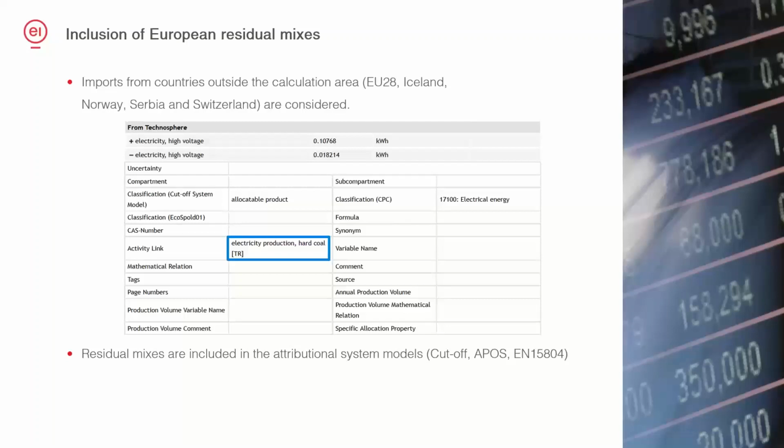Also, the electricity mixes are included in all attributional system models, cutoff, APOS and EN15804, and are also added to the Scope 2 and 3 Excel file provided via ecoquery, soon to be also released for version 3.9. An introduction to this file was also featured in the webinar on the introduction of the electricity sector available on YouTube.